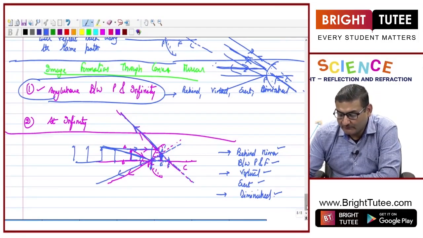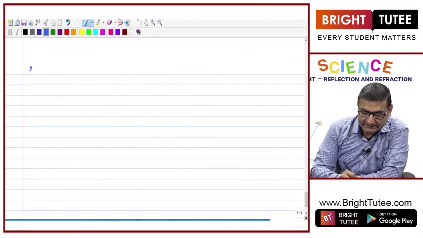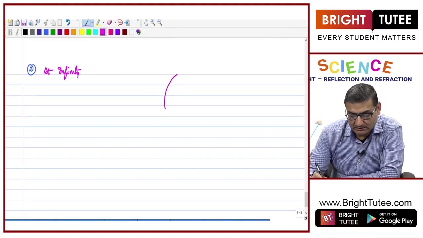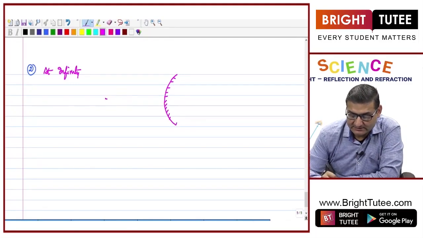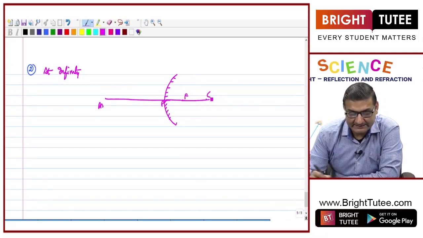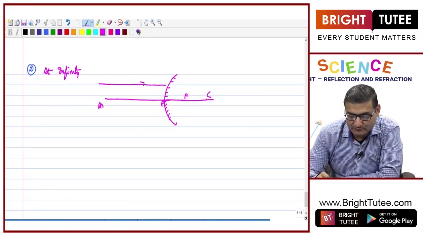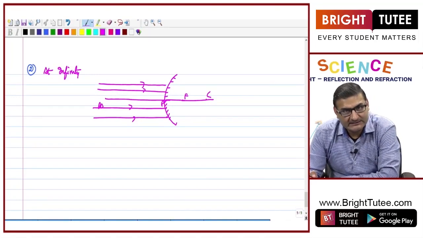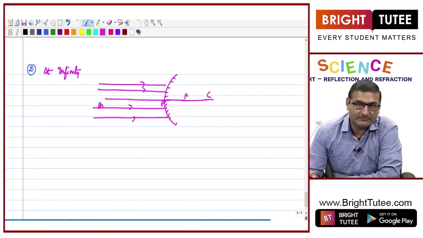Got it? Now when we are talking about infinity, this was our second position, that the object was placed at infinity. This was a convex mirror painted from inside. This is a principal axis going. This was the pole, this is the F, this is the C. Now once again I will assume that the object is at infinity, so I can't show the object. But all the rays coming from it we can show. All these rays coming are assumed to be parallel to the principal axis.